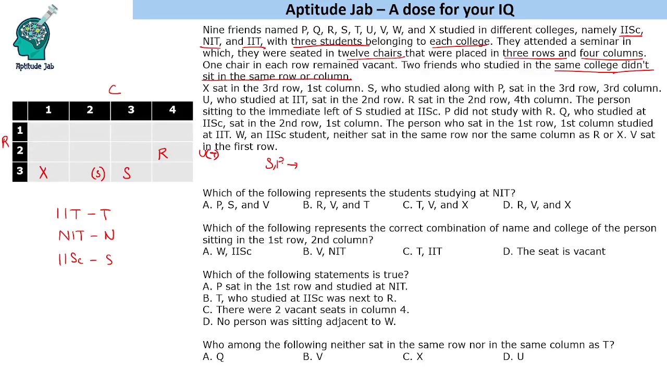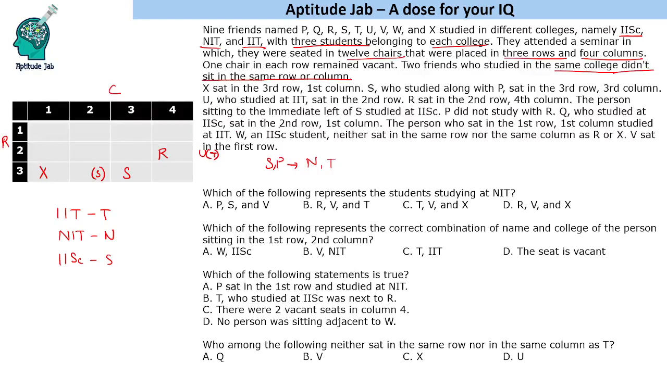Right now, let's find out which college it could be. P is not with R, P is with S. So R, we know that R cannot be from IIT. Okay. So they can be either from NIT or they can be from IIT. As of now, we do not know.